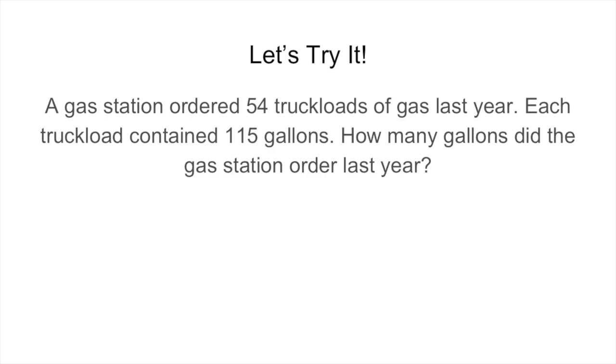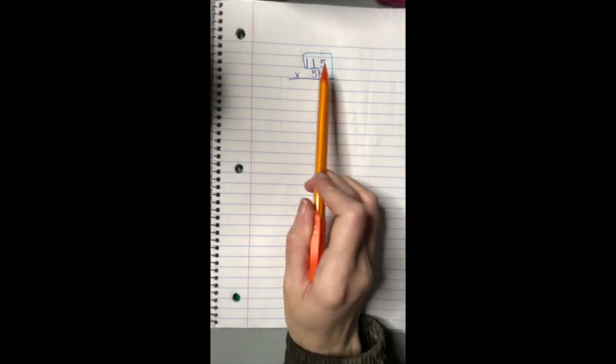Okay, so they're talking about trucks, and each one contains 115 gallons. There's 54 trucks, and each truck contains 115 gallons. So I know I'm going to multiply. First thing you have to do is line up your factors, all right? I like to put the bigger factor on top. It's just better that way to me, but it's your choice because in multiplication, remember, order doesn't matter.